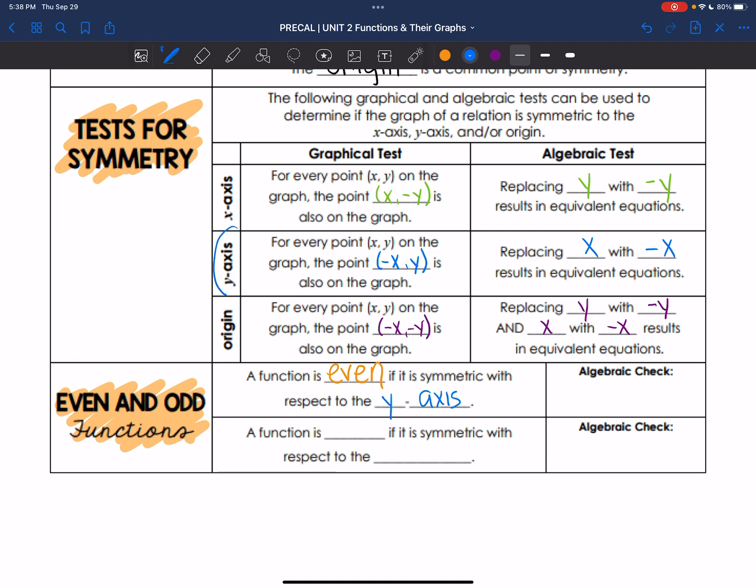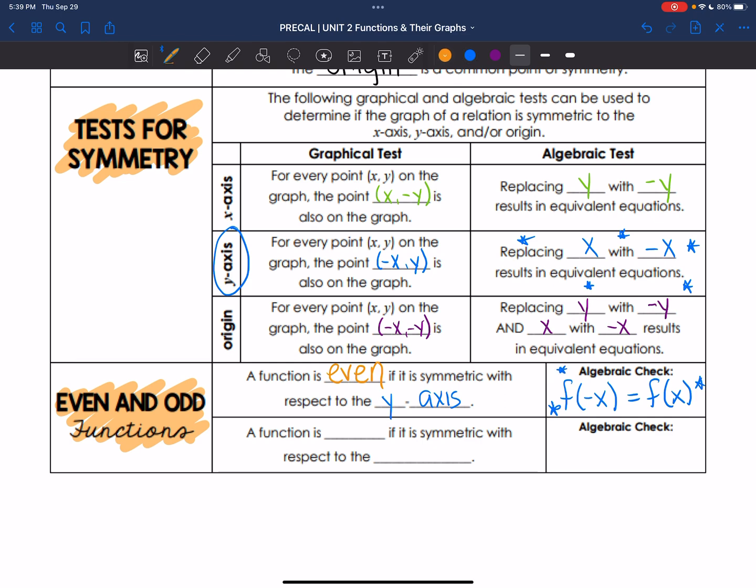Like we saw here above. And our algebraic check. How do we check that algebraically? Well, like above, f of x should result in the same thing if we take the opposite of x. It should be the same thing as the original function, like we saw here. If we replace x with opposite of x, we should have that exact same result.